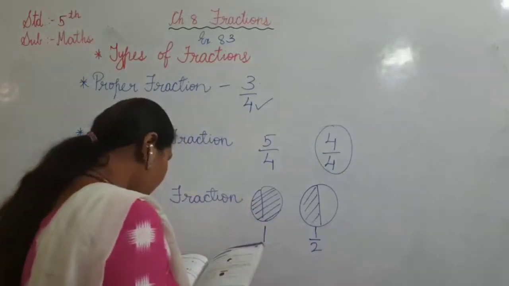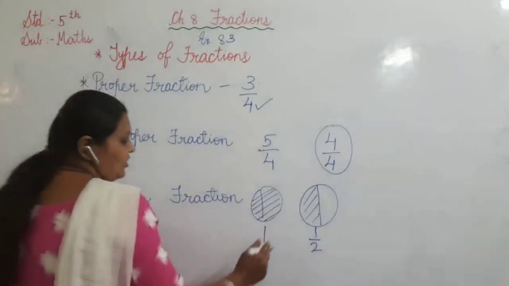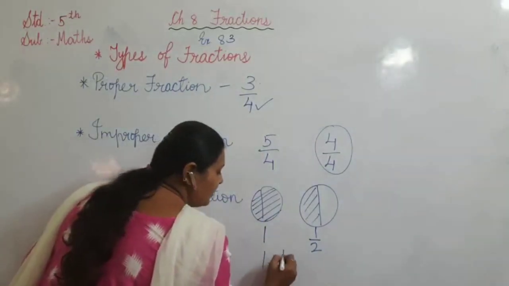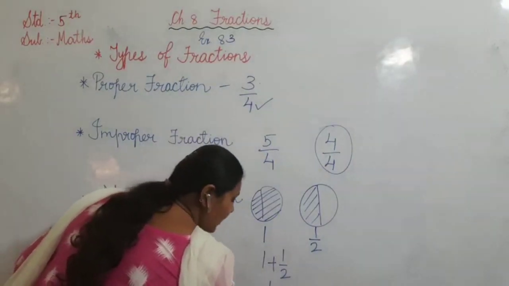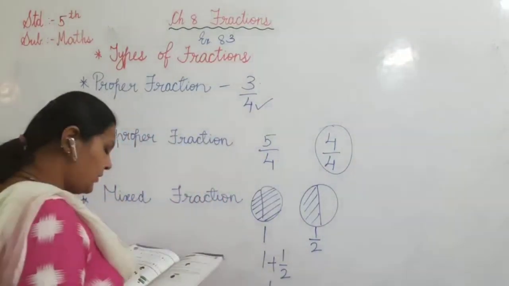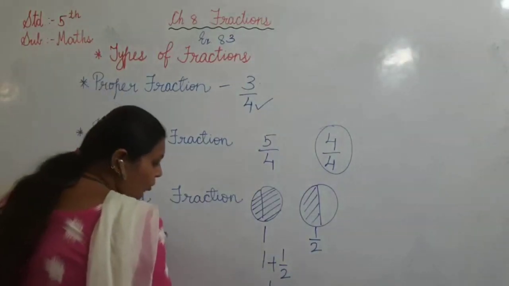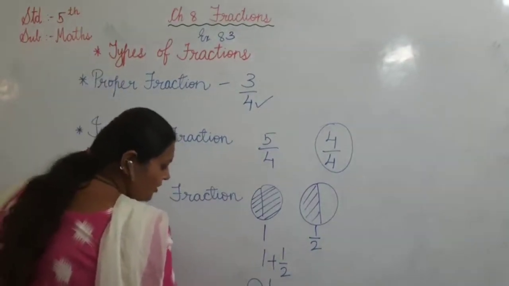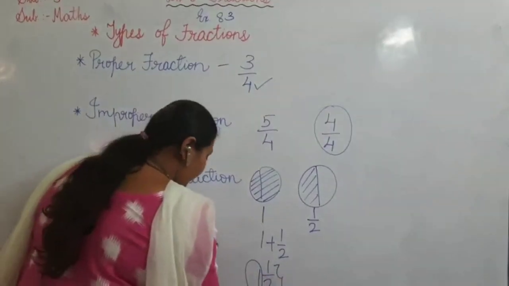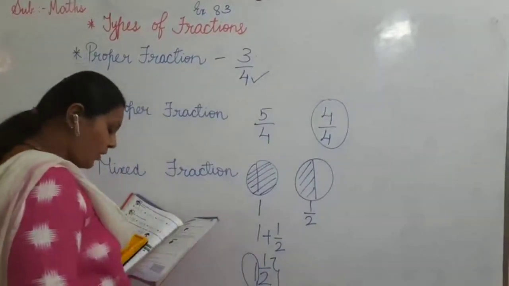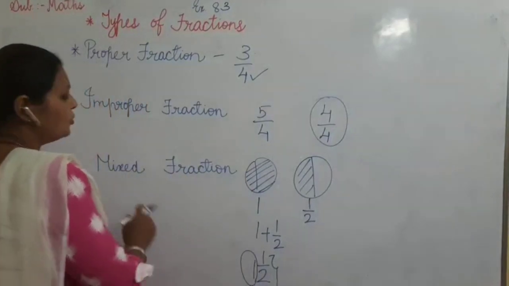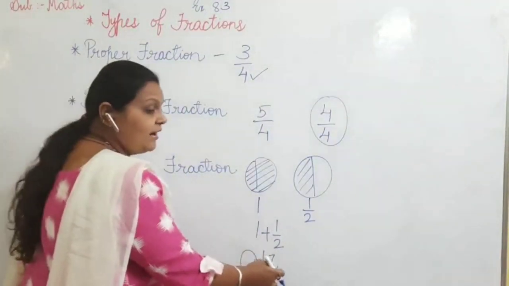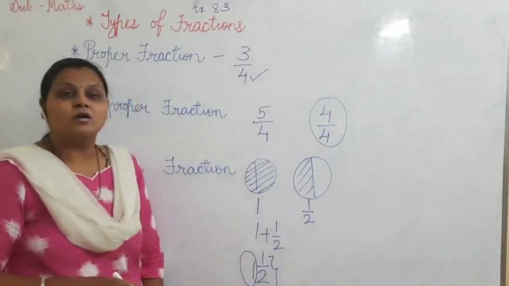Now if we combine this we can write 1 plus half, that is 1 integer 1 upon 2. Now we can say that 1 is a natural number and half is called a proper fraction. So a mixed fraction includes a natural number and a fractional part also.